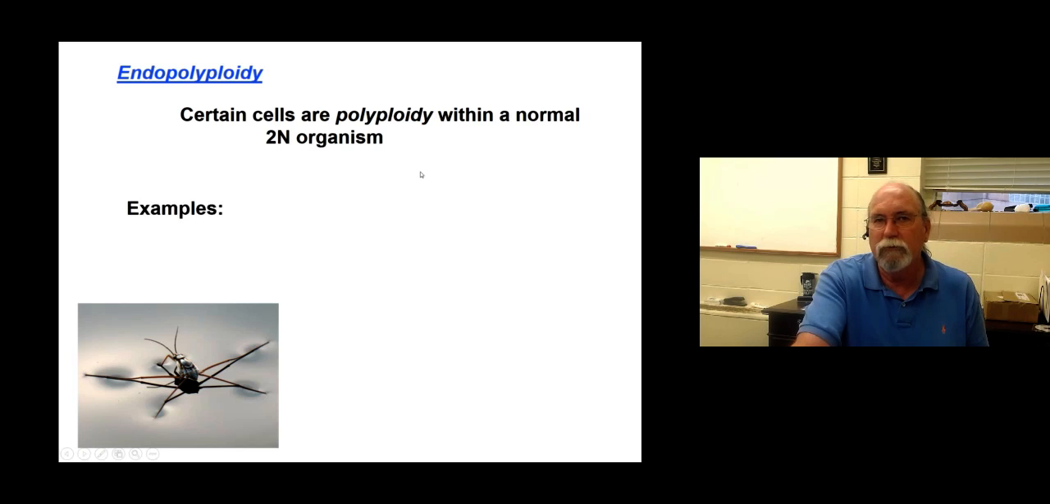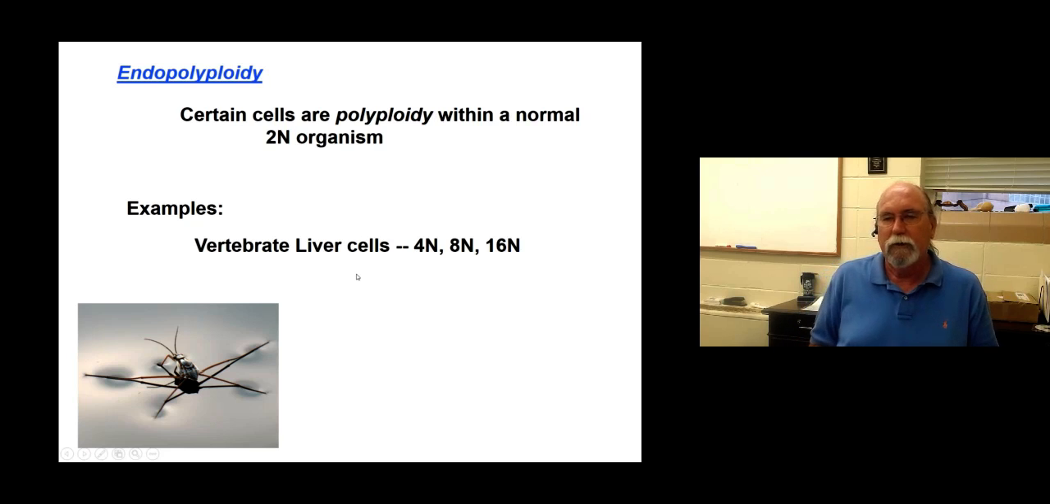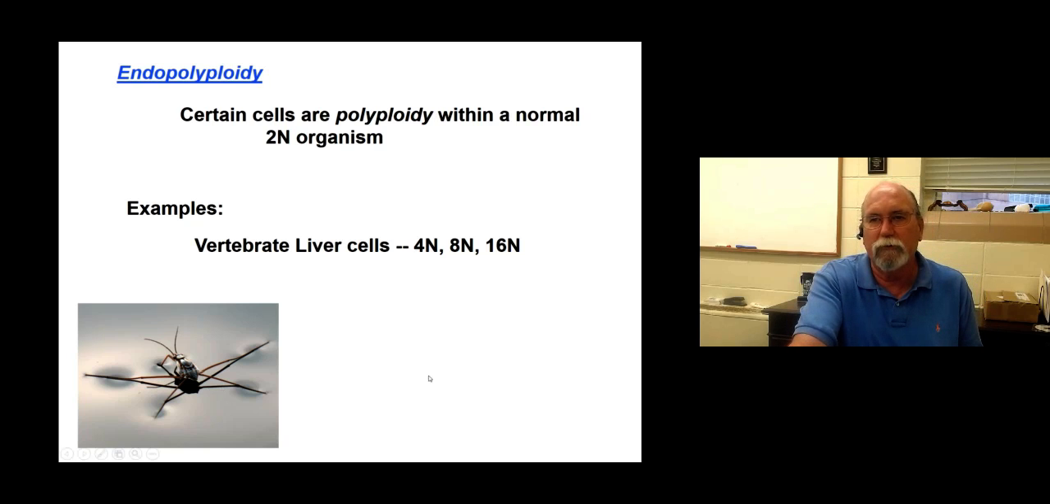Some examples would include vertebrate liver cells. Your liver is a unique organ. It's one of the few internal organs, or the only internal organ, that can actually replicate itself and reproduce in mass size. So if you lose part of your liver, you can replace it. Some liver cells, or populations of liver cells, are 4N. There are some populations that are all the way up to 8N, and a very few can be found that are 16N. Now, the vast majority are 2N or diploid, but you have these components.